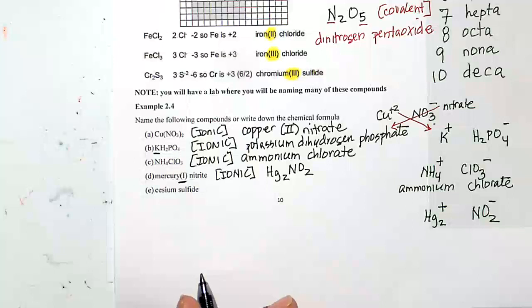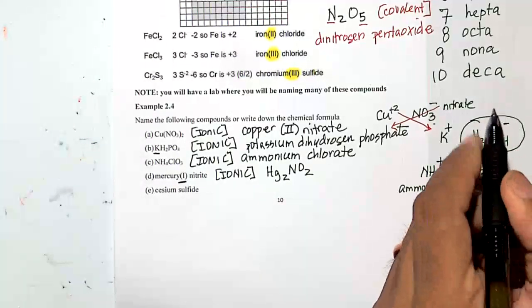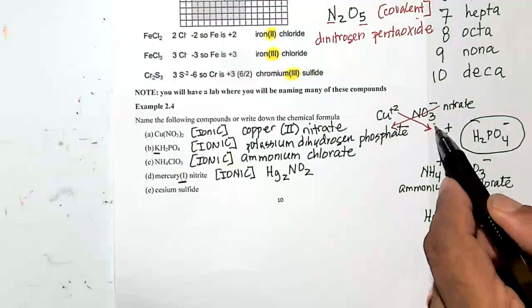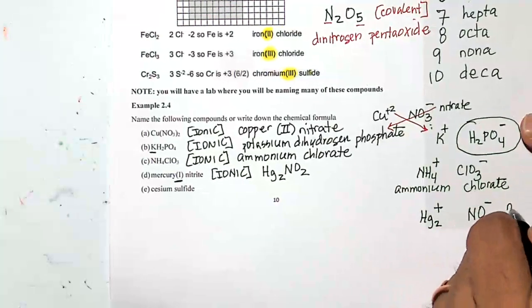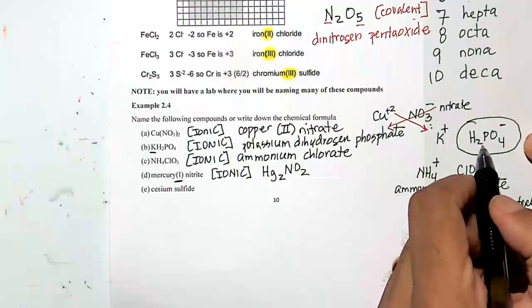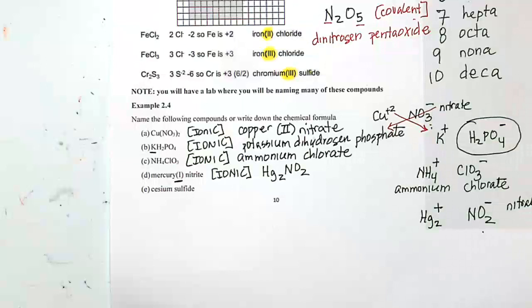How did you know to put the dihydrogen? Where's the dihydrogen? Oh, the name of this compound is dihydrogen phosphate. It is just from our flashcards. Just like this is nitrate, NO3 minus. This is nitrite, NO2 minus. This is chlorate, ClO3 minus. This just happens to be called H2PO4 minus. Did that answer your question? Yeah.